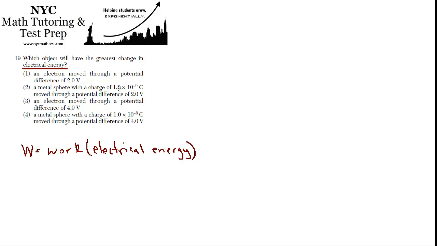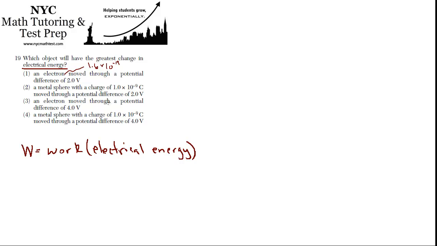A metal sphere with a charge of 1 times 10 to the negative ninth coulombs. So what's the charge of an electron, by the way, from the first one? We said in the last problem that it's 1.6 times 10 to the negative 19. So the charge of an electron is only 1.6 times 10 to the negative 19. This metal sphere has a much bigger charge. It's 1 times 10 to the negative ninth, so it's many, many times larger than the charge of an electron. Let's just keep that in mind.